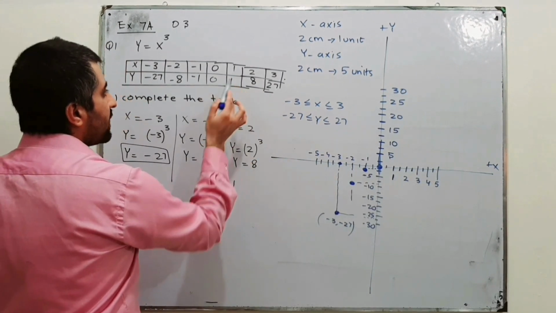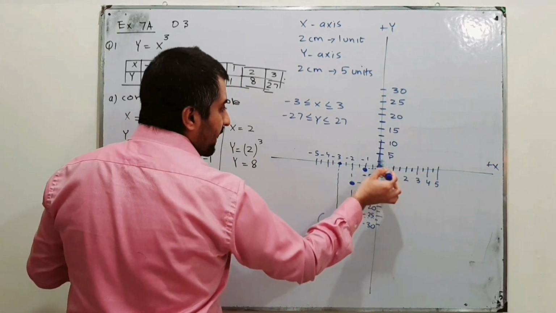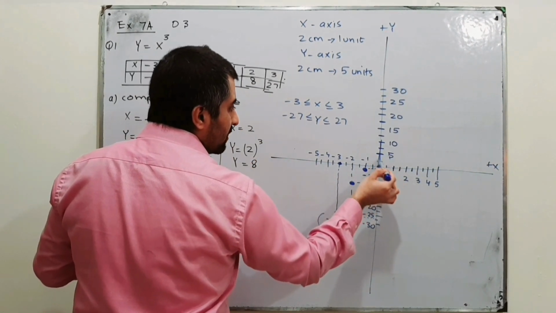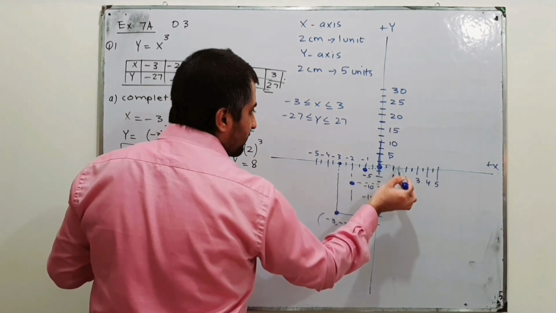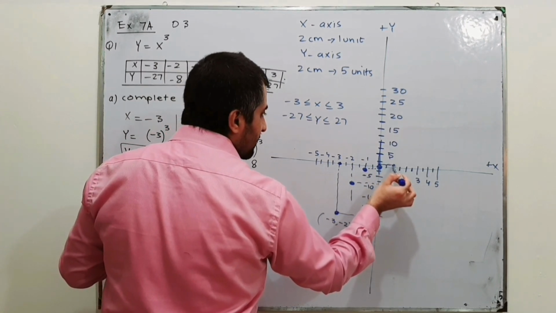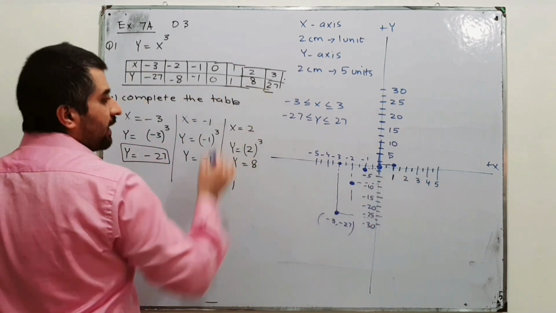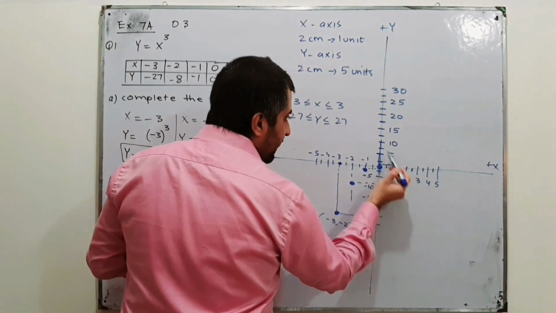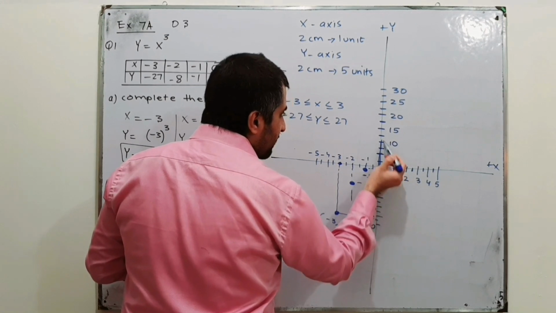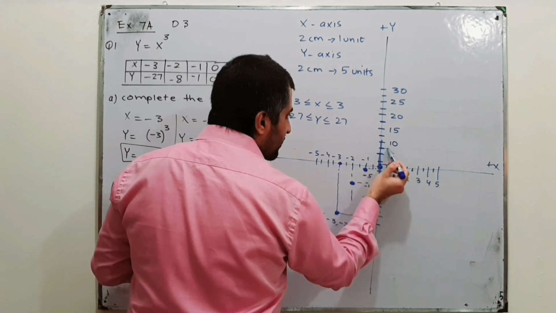Then x is 1, y is 1. X is 1, y is 1. This is 5. This is 2.5. So we are over here somewhere, like this. Okay. X is 1, y is 1. Then x is 2, y is 8. X is 2, y is 8. 8, maybe it is 5, 10. Then the 7.5 is right above it.